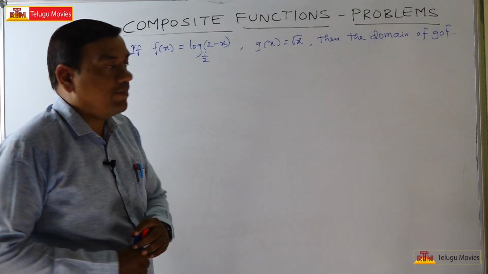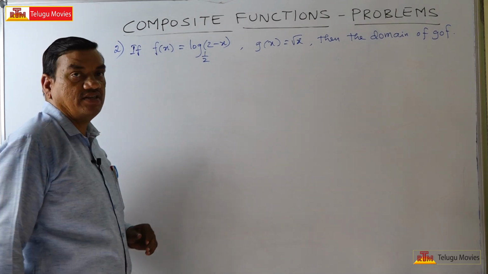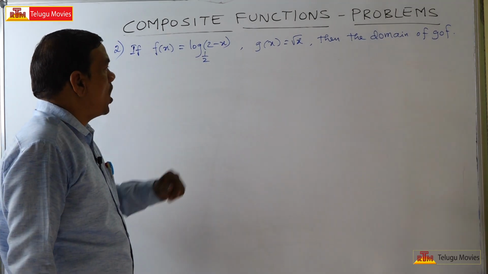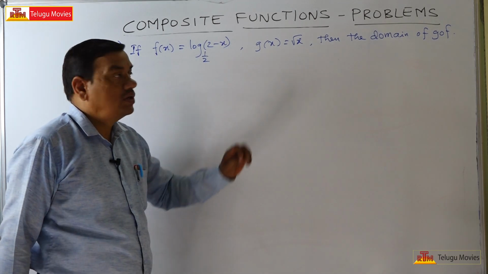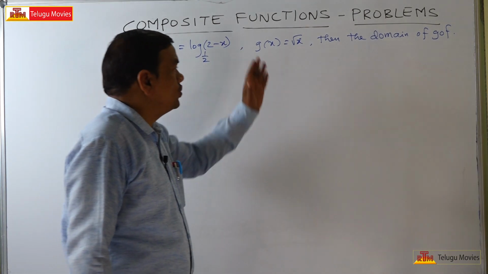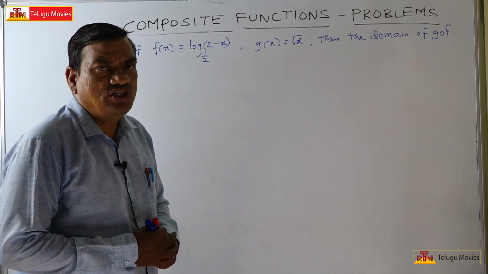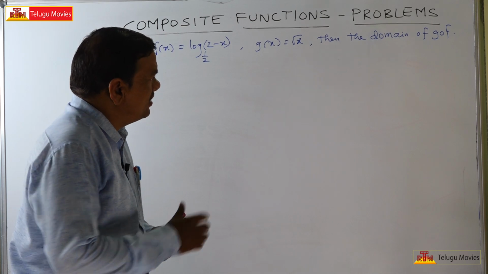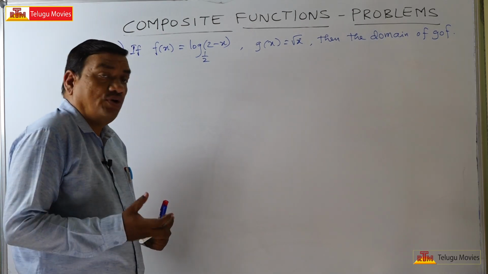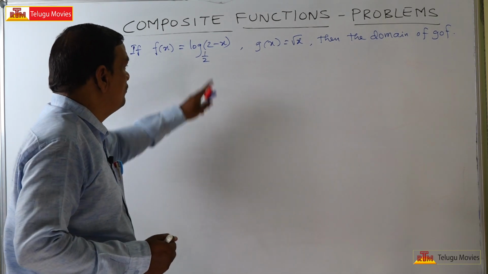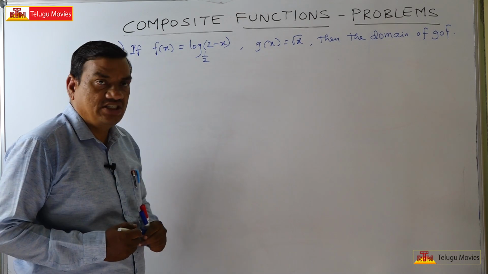Welcome to the second problem. If f of x is equal to log of 2 minus x to the base 1 by 2, and g of x is equal to root x, then find the domain of g circle f. This is also a very important model. If you don't know the fundamentals of logarithmic functions, students will generally make mistakes. So let us see the answer.